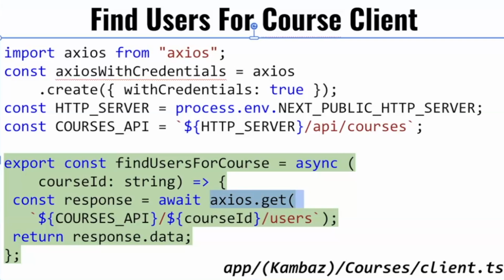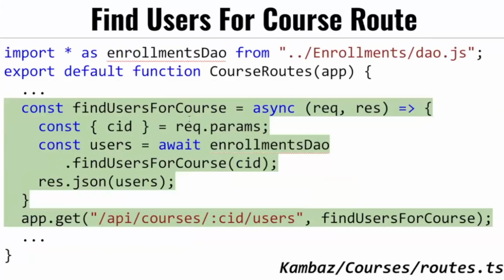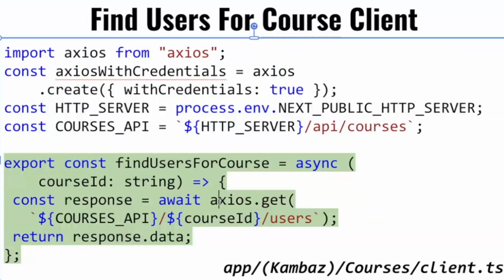Now, if you need to know whether you're enrolled or not, and you need a cookie or using current user, then don't forget to convert this Axios into Axios with credentials. Only if you need it. All right.